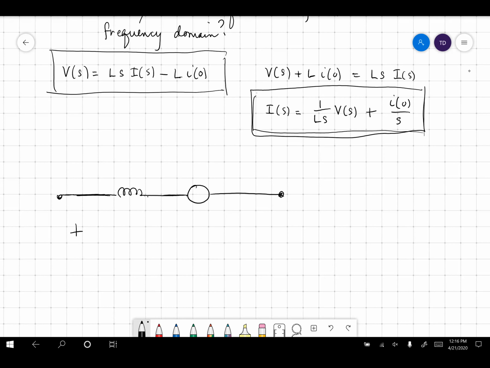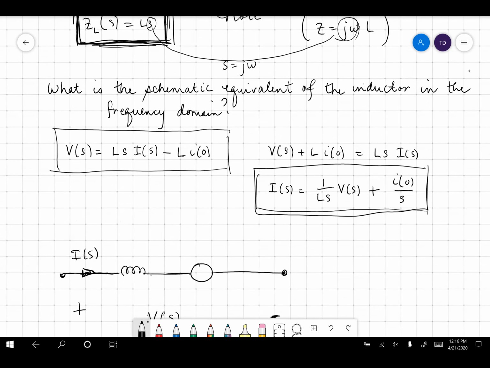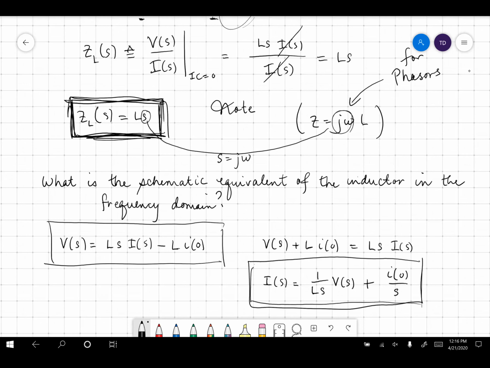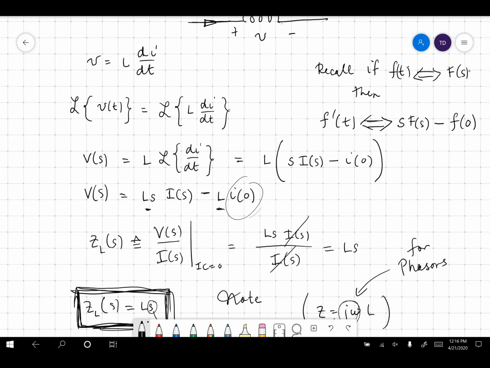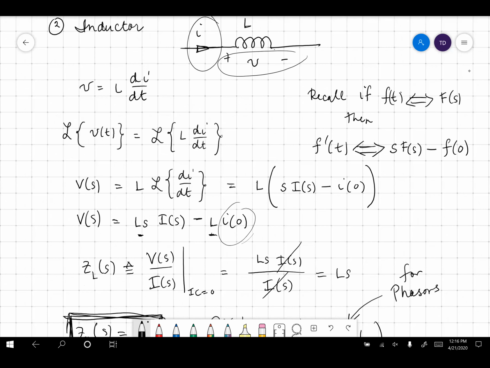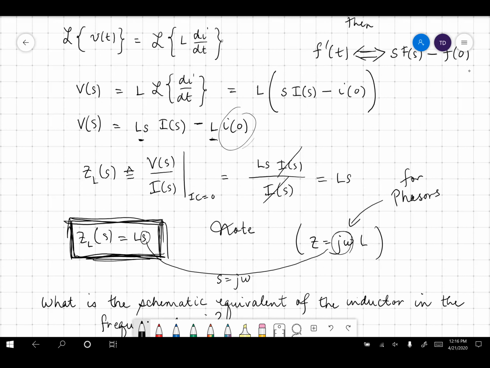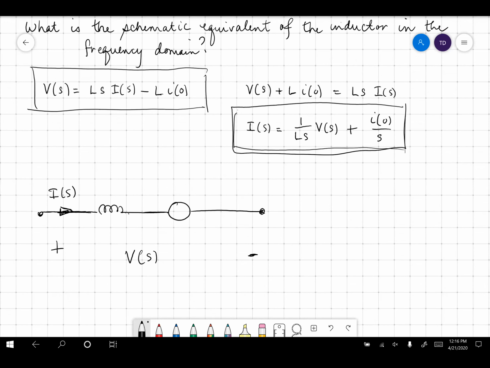So from here to here was V of S, and this was I of S, just following the direction that we had way back in this original picture. There's the direction of the current. There's the direction of the voltage. I selected the same direction. I have to. V of S and I of S are Laplace transforms of those.